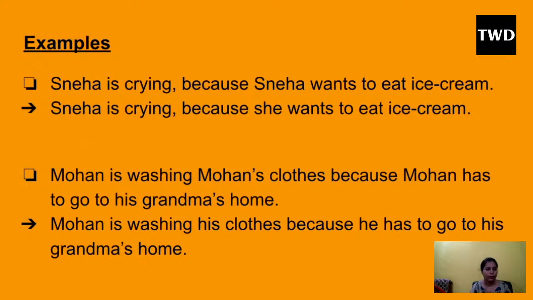Another example is there for you. Mohan is washing Mohan's clothes because Mohan has to go to his grandma's home. So many Mohans in a single sentence. Oh my god. So how can we write it correctly? Mohan is washing his clothes because he has to go to his grandma's home. So beautiful a sentence. This is so easy to read, so smooth, isn't it? If you read the first sentence, it is like a broken road, so many hurdles. And when you read the second sentence, it is so smooth, so beautiful, isn't it? So this is the beauty of pronouns.